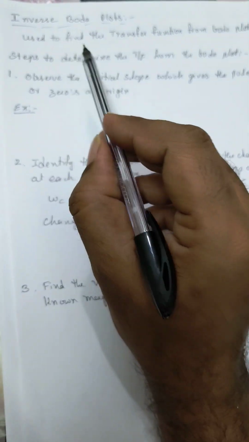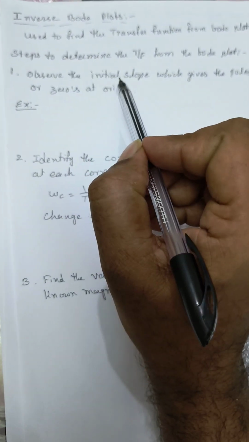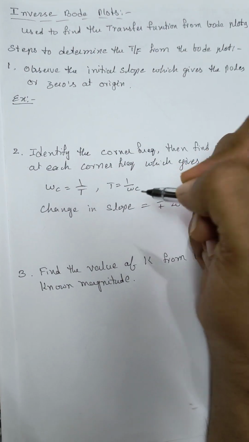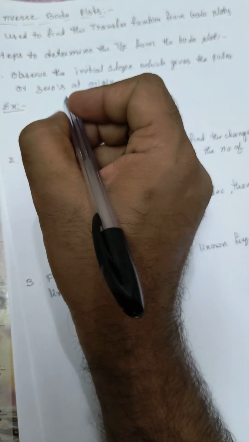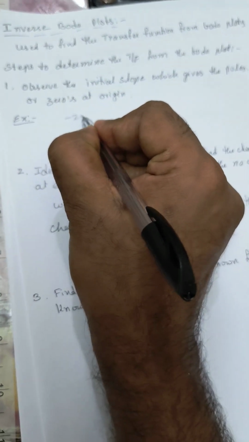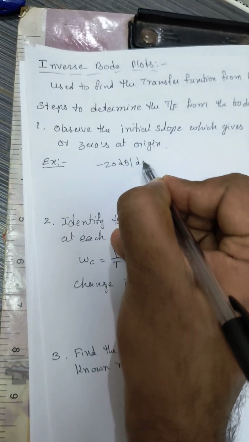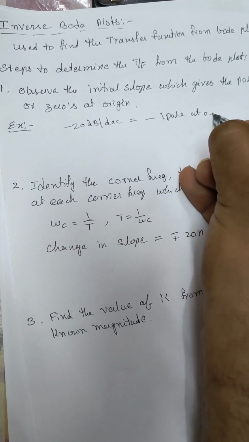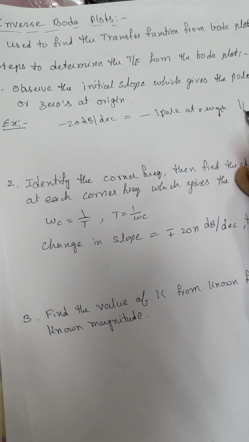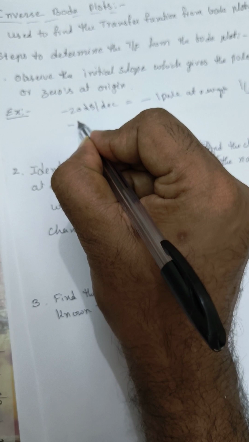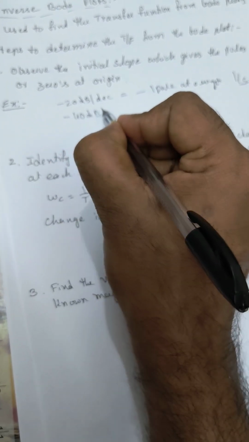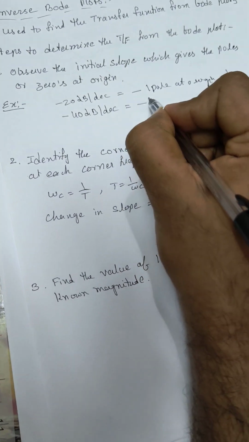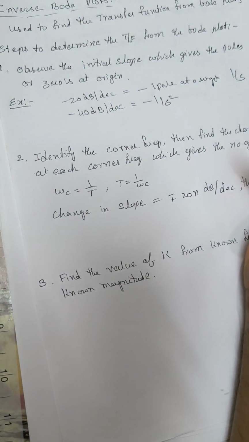In the graph, if you observe the initial slope, that initial slope will give you the number of poles and zeros which are located at the origin. For example, if the initial slope is minus 20 dB per decade, this indicates there is one pole at origin, which is nothing but 1 by s. If there is minus 40 dB per decade as an initial slope, it indicates there are two poles at origin and it will contribute 1 by s square.